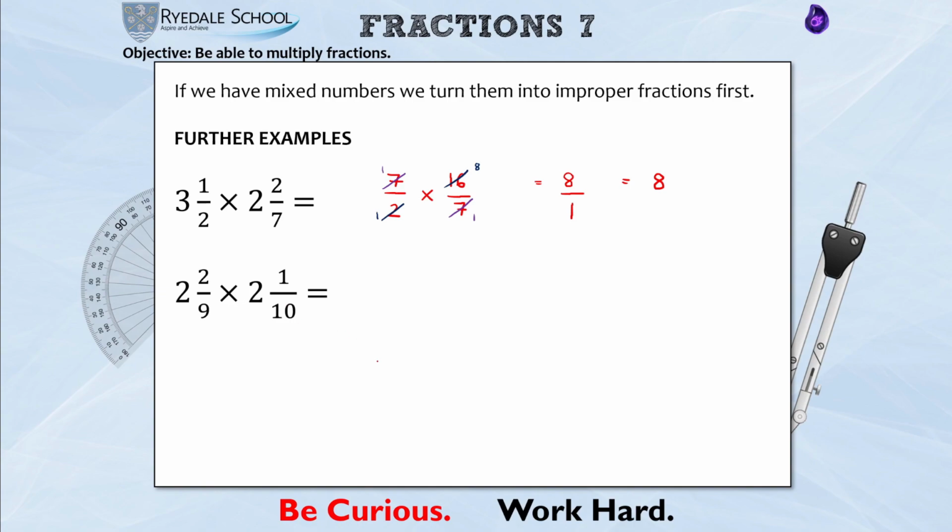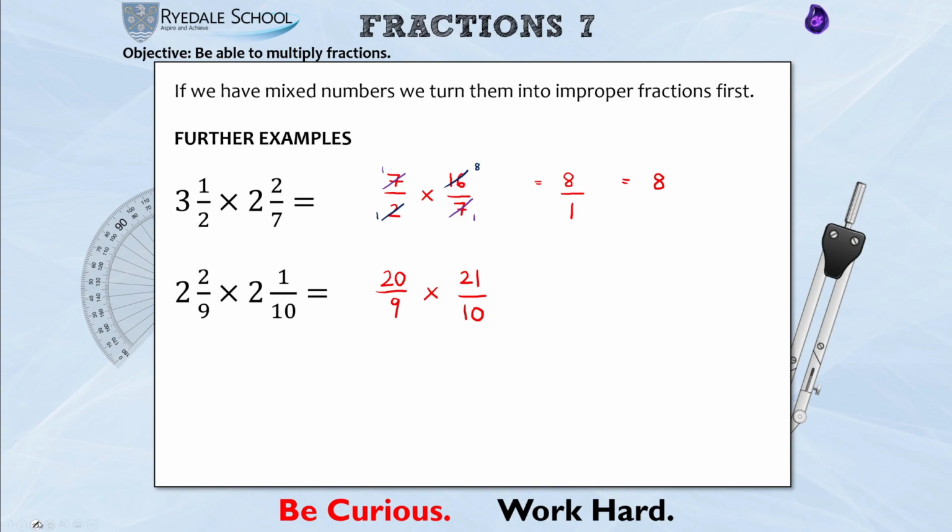Let's look at this final example. 2 2/9 times 2 1/10. Let's start by turning them into improper fractions. So this first one would be 20 ninths. Each whole one is 9 ninths, so 2 whole ones is 18 ninths, 2 more, 20 ninths. 2 1/10, well, each whole one is 10 tenths, so that one is 21 tenths.